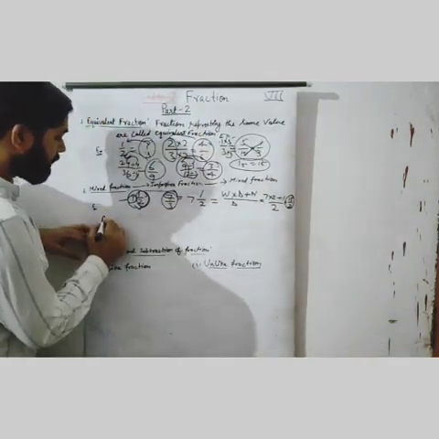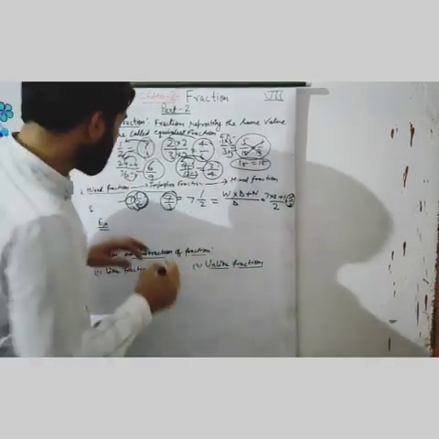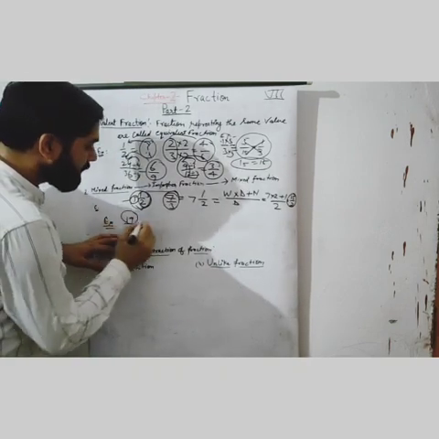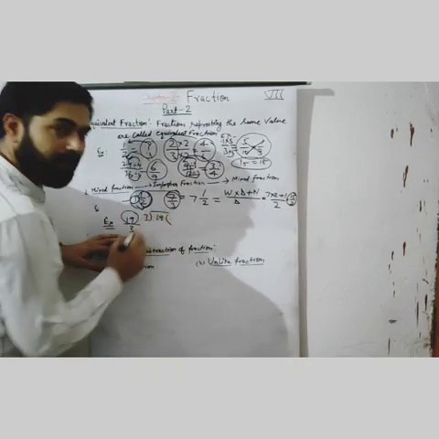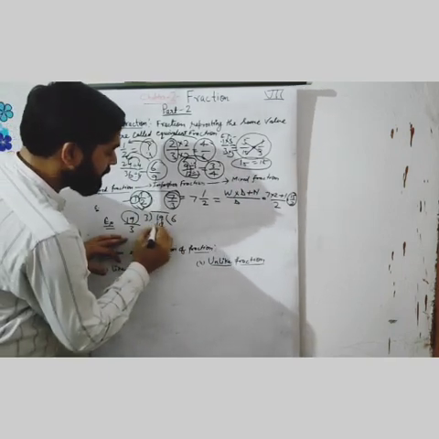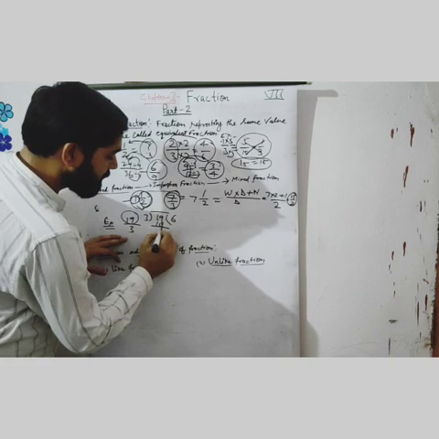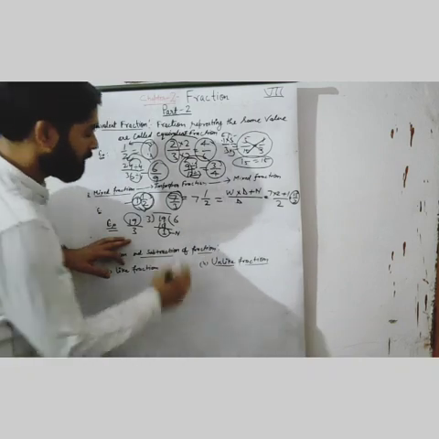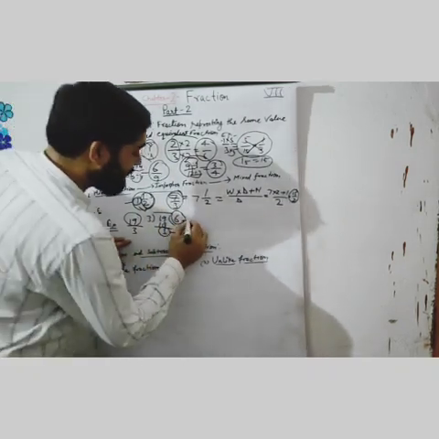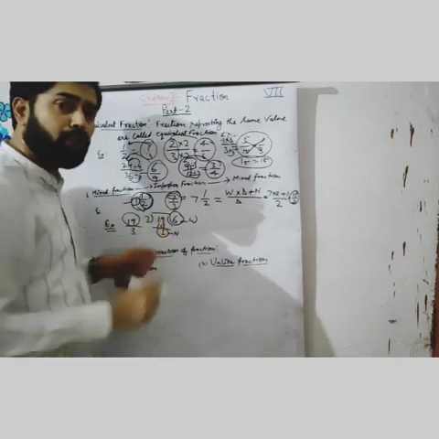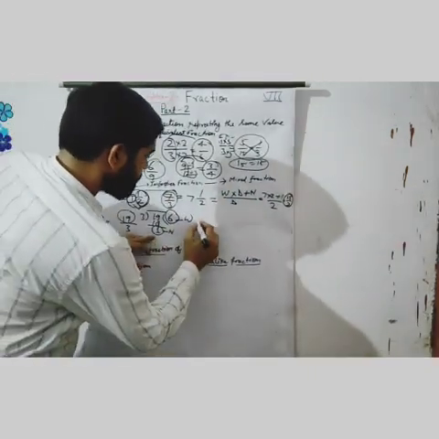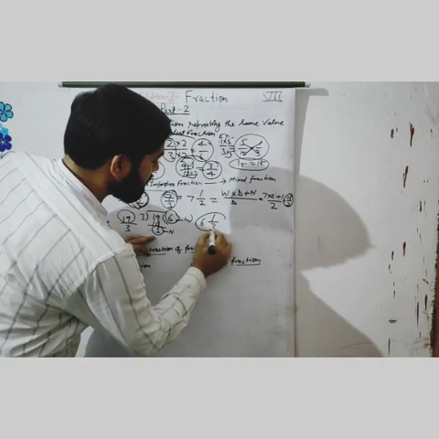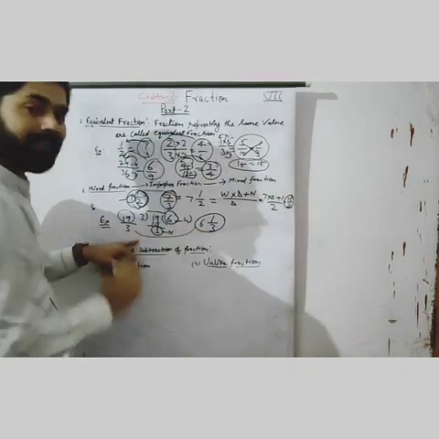Now how to convert an improper fraction into a mixed fraction, like this one, 19 upon 3. So 19 divided by 3. 3 6s are 18, 19 minus 18 is 1. The remainder is written as the numerator, the quotient is written as the whole number, and the denominator remains the same. So it is 6 and 1 upon 3. This is the mixed fraction of 19 upon 3.